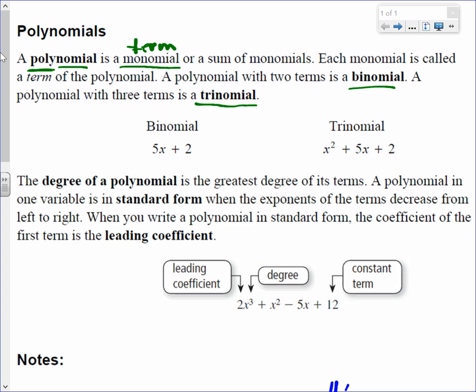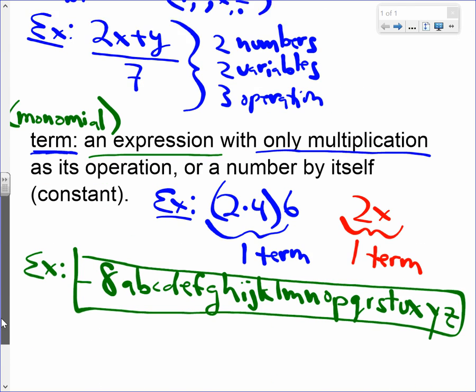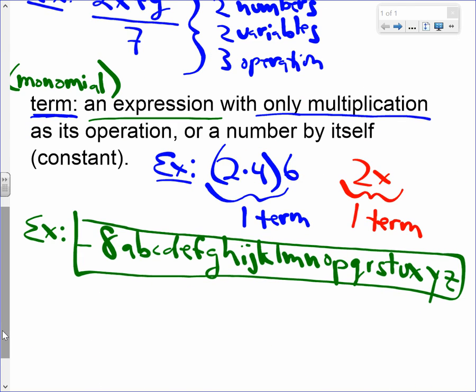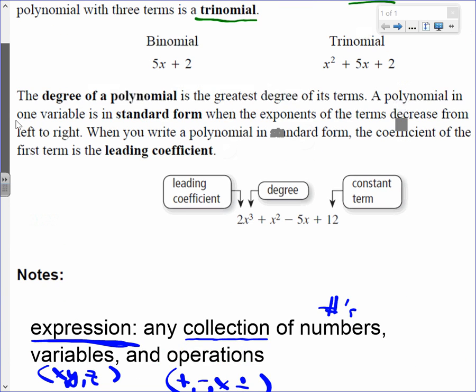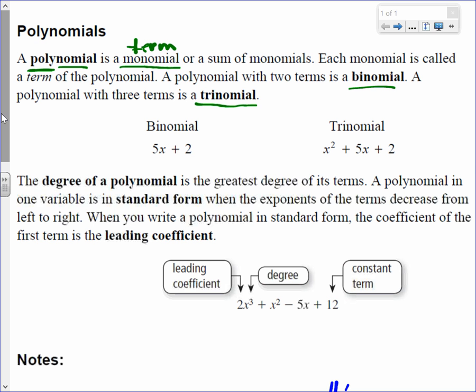Look at that, that's one term. It's only multiplication going on. And here, that's just a number by itself. Remember, look at the way I define monomial: or a number by itself, which is a constant. So this is a binomial here, because it's two terms. Here's a trinomial, three terms. 1, 2, 3. Trinomial.